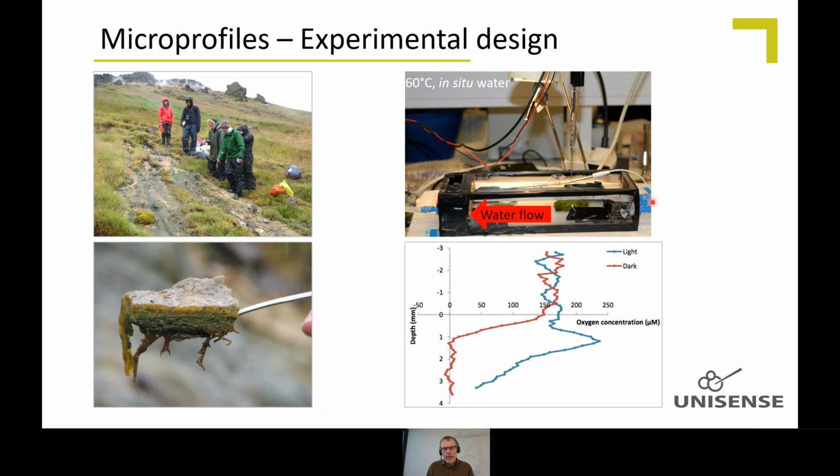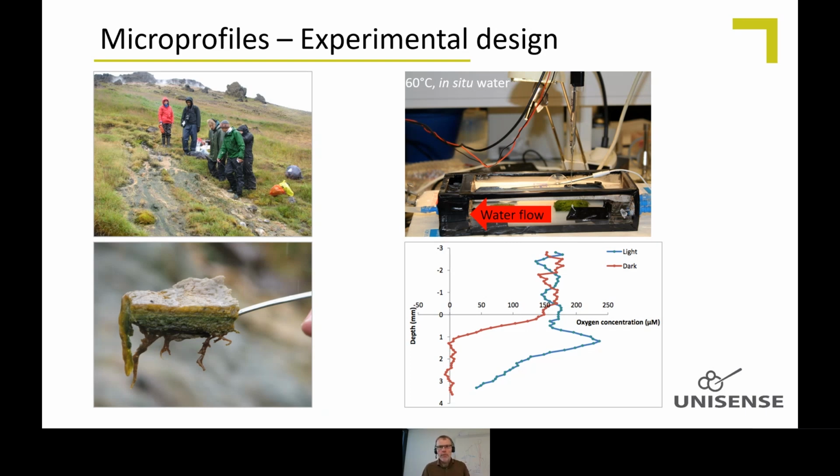They took them into the lab in this flow system, where they were circulating in situ water at 60 degrees and had the microsensor above and light on it, so they could measure oxygen profiles in light and also in darkness here. So they are measuring under the same conditions as were present out there.